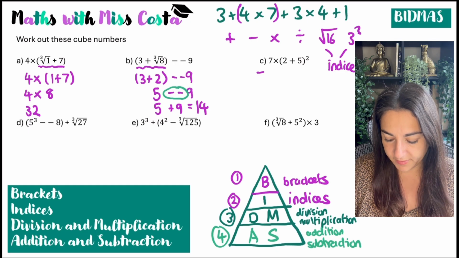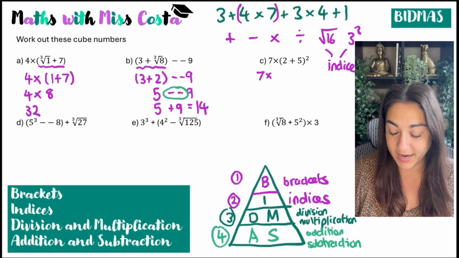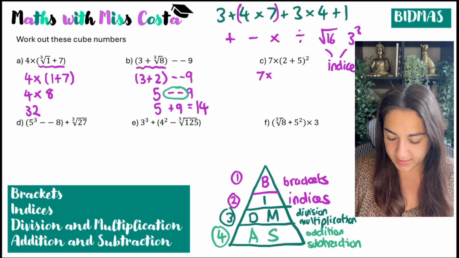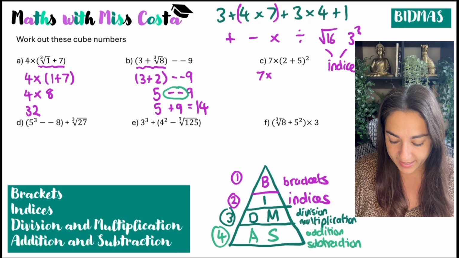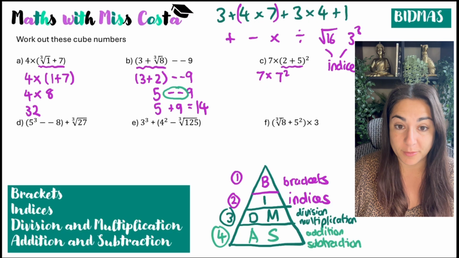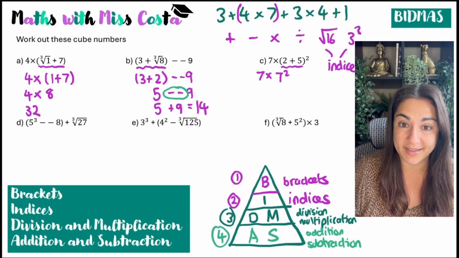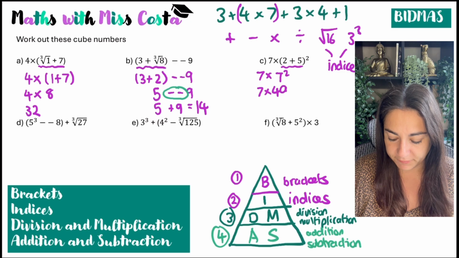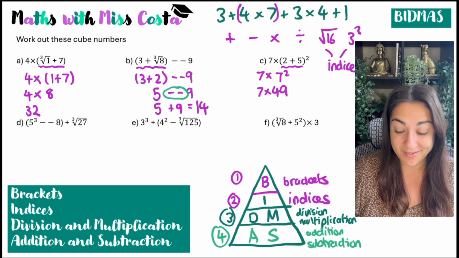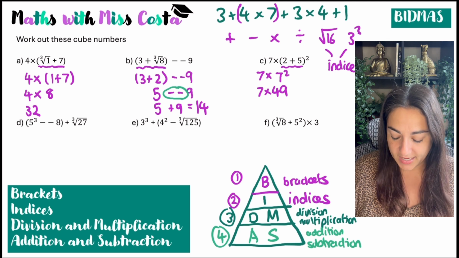Then we've got 7 times by whatever's in the bracket now. This one's a little bit trickier because you've got a bracket and then an indice, but we work out what's in the bracket. So 2 plus 5 is 7. So that would become 7 squared because whatever's in the bracket now becomes squared. And 7 times 7 squared is 7 times 49. 7 times 49 is the cube number because 7 times 7 makes 49. So that is going to be 343.